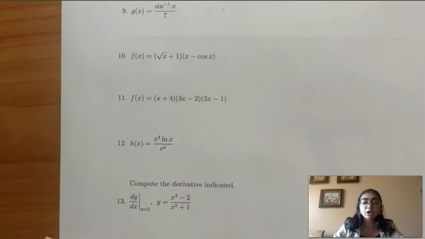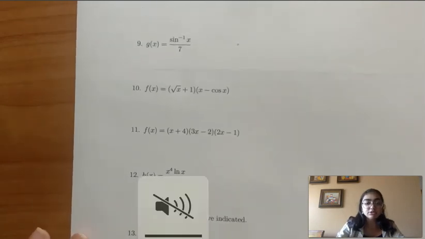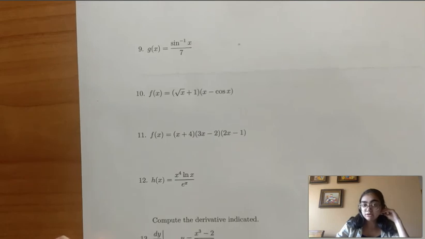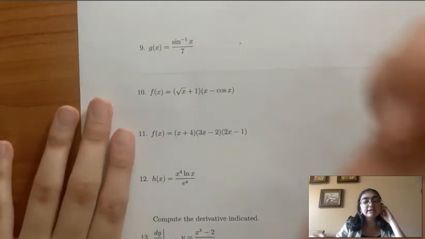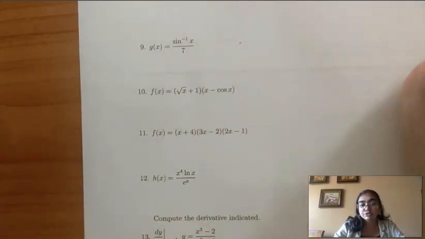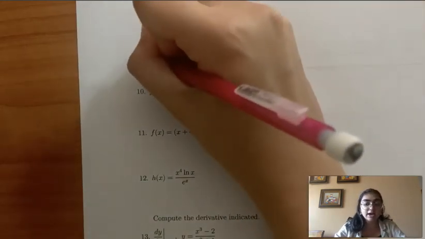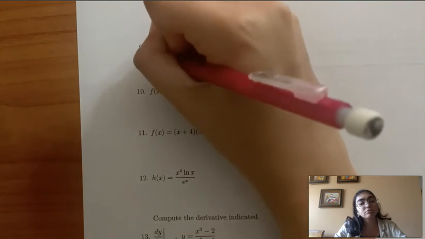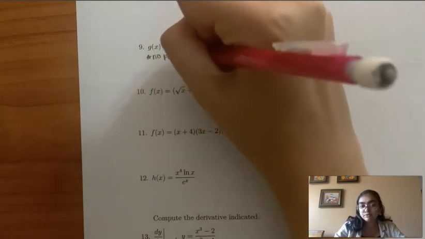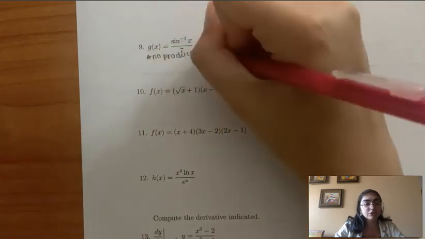And now we're moving on to the second page. So number 9 looks like a fraction, so it seems like we should be using the quotient rule. However, since the denominator does not have a variable in it, we can actually manipulate this equation so that we only have to take the derivative of a trig function.